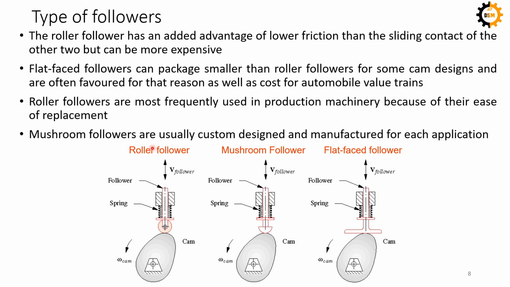Okay, so as I told you about the mushroom followers, here you just see a profile, but this profile basically means a lot. It has a lot of information hidden within it. So whenever you are making a mushroom follower, we will further see how this profile and shapes are changing the behavior of these followers. So based on the type or the basic requirement of the application, this mushroom is designed and manufactured. Okay, so based on the shape of the followers, there are three types: again, the roller follower, the mushroom follower, and the flat follower.